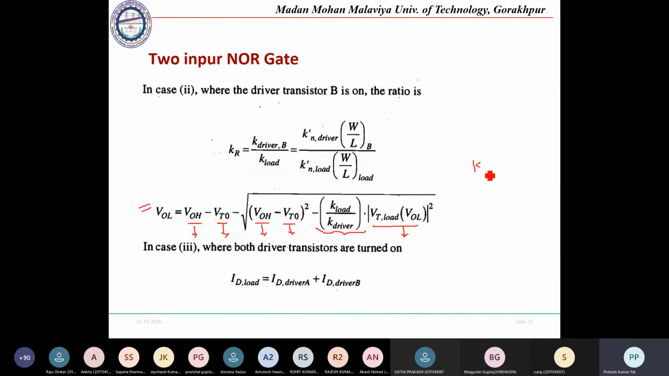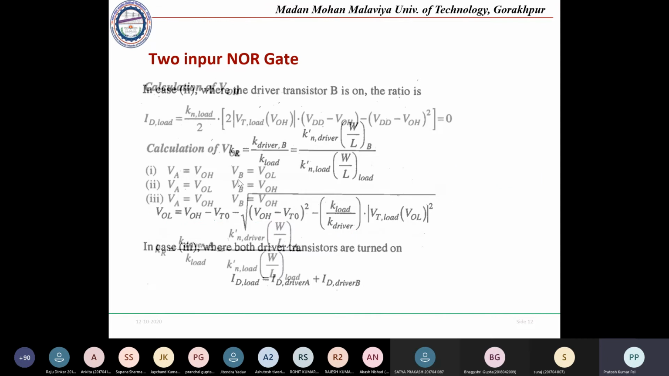That is what we studied as Kr, like Kp by Kn. This Kr value is basically the ratio of the transconductance parameter of the load transistor divided by the driver transistor, so it is written in terms of load and driver. This Kr value will be the only parameter that affects our VOL value, so we are analyzing these circuits only in terms of this Kr value.